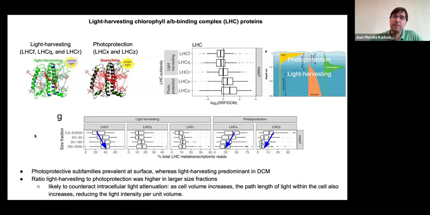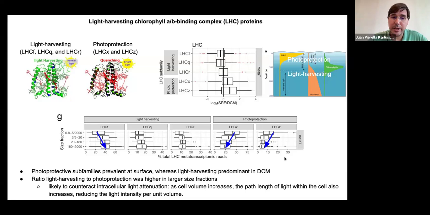So these subfamilies show different types of patterns according to different environmental partitions. For example, photoprotection families are more expressed at the surface of the ocean, whereas light harvesting is more expressed at a deeper depth, I mean, at the level of the deep chlorophyll maximum. There are also some partitions in terms of size fractions, with light harvesting families, like the families F, showing higher expression towards larger size fractions, whereas photoprotection families decrease their expression among the pool of transcripts towards larger size fractions.